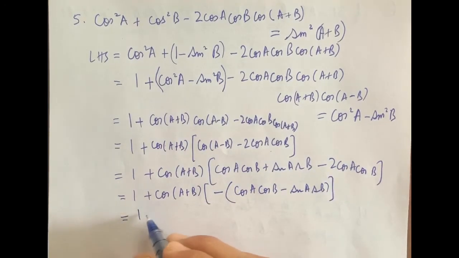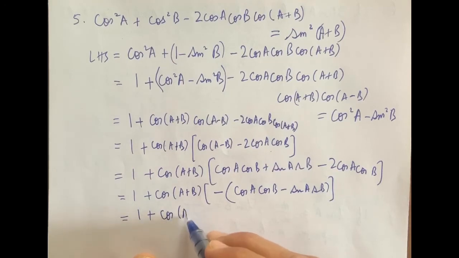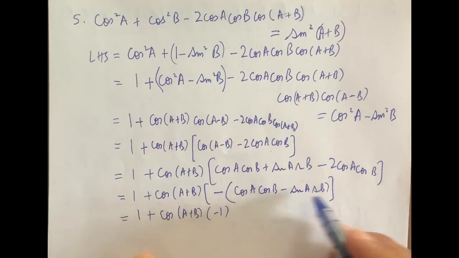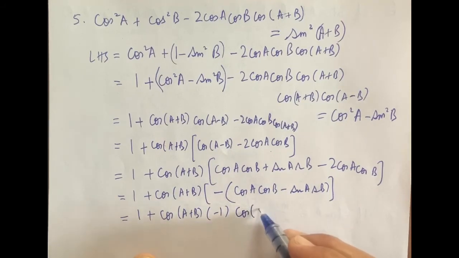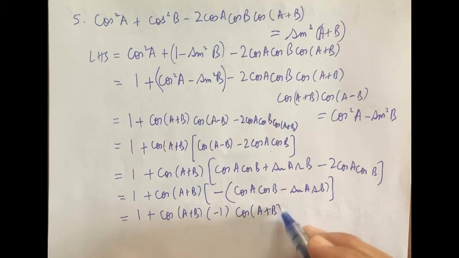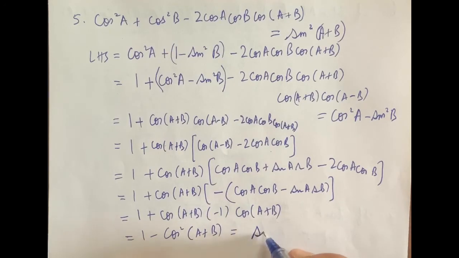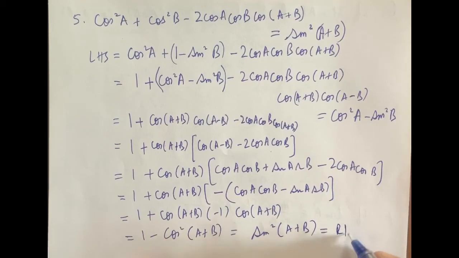This is 1 plus cos of A plus B into minus 1. Cos A cos B minus sin A sin B is cos of A plus B. So that's 1 minus cos square of A plus B. 1 minus cos square theta is sin square theta, so this is sin square of A plus B. This is the same as the right hand side.